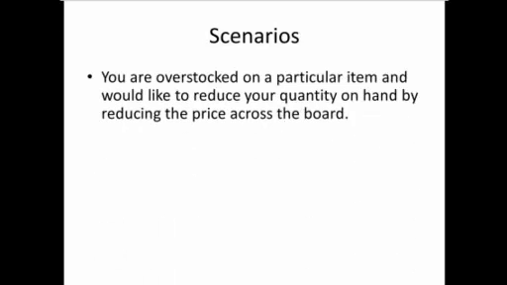So we're going to move on to some more complex situations. How do you handle them? I came up with a few example scenarios, things you may want to do. For example, perhaps you're overstocked on a particular item and you'd like to reduce your quantity on hand by reducing the price across the board. So I don't care who the purchaser is, I'm going to sell this product to them for X dollars, because I just want to get rid of it.